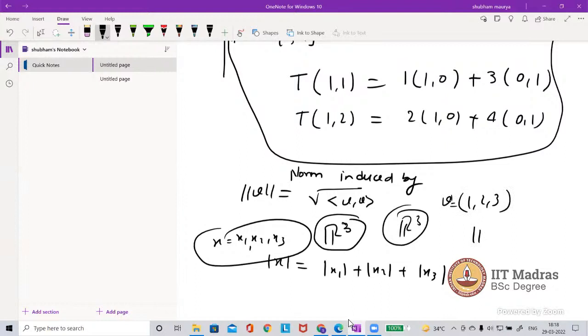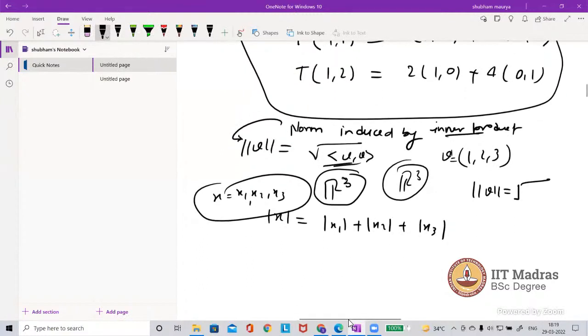I will take the square root of the dot product of the vector with itself, right? So no, please consider the norm induced by inner product. This one is the norm induced by inner product: we get the norm after taking the inner product and the root. This is just a norm, not induced by anything. So don't be confused. This is just a norm on R3.